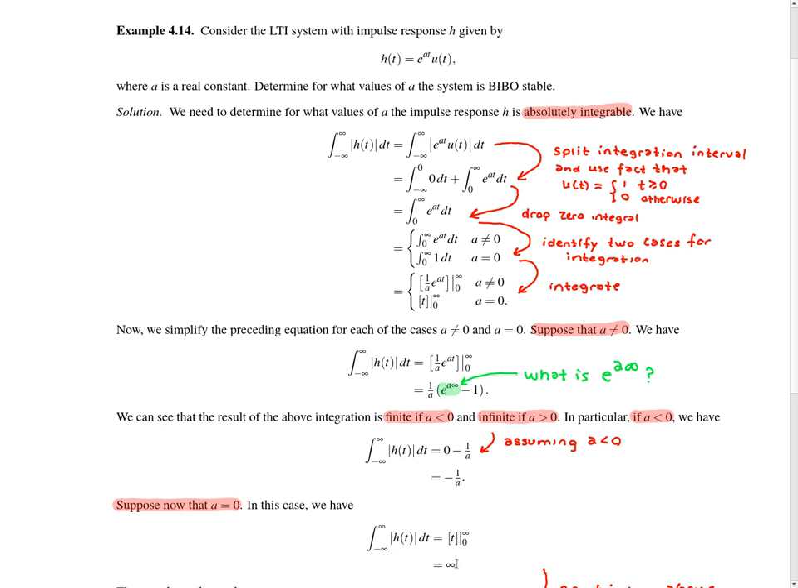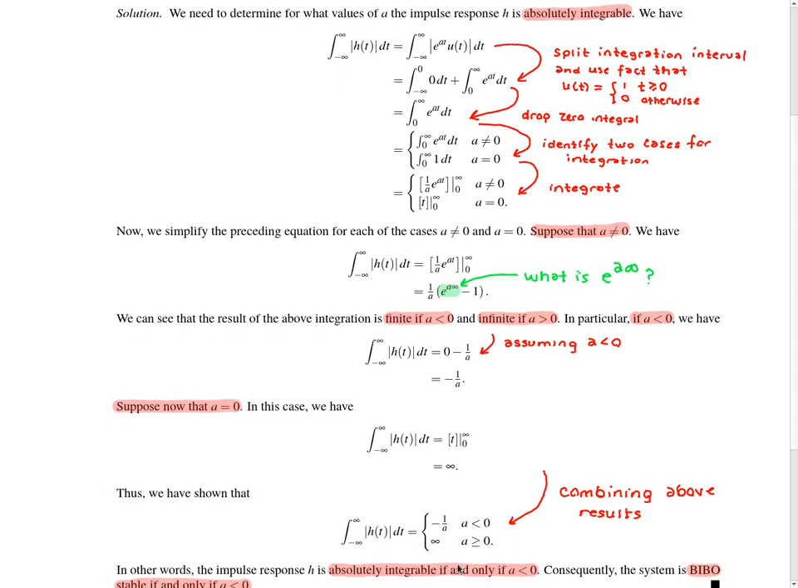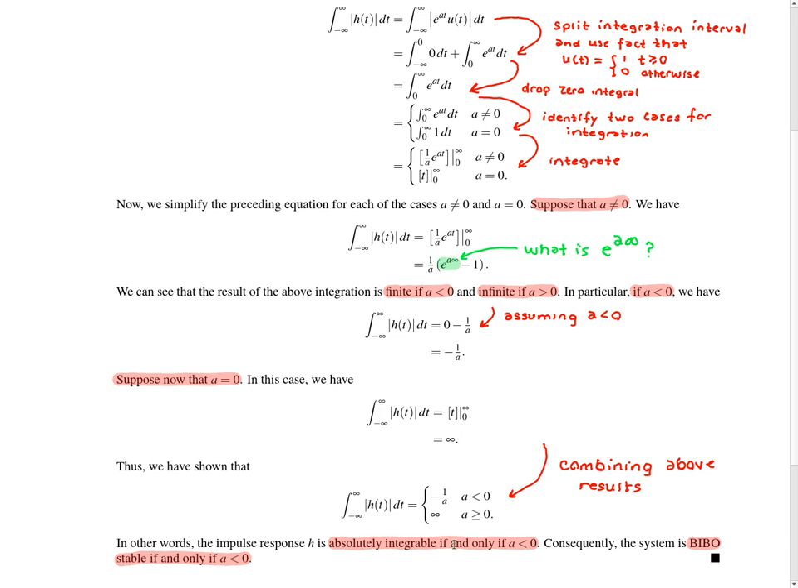Now, at this point, we can combine the results for the two cases that we've considered. In other words, the case that a is not equal to 0 and the case that a is equal to 0. So if I just scroll this up a little bit, in summary, what we have so far is that this particular integral that we're computing, in the case that a is less than 0, we get a finite value, and the finite value we get is this minus 1 over a. And in the case that a is either greater or equal to 0, we get infinity for the result.